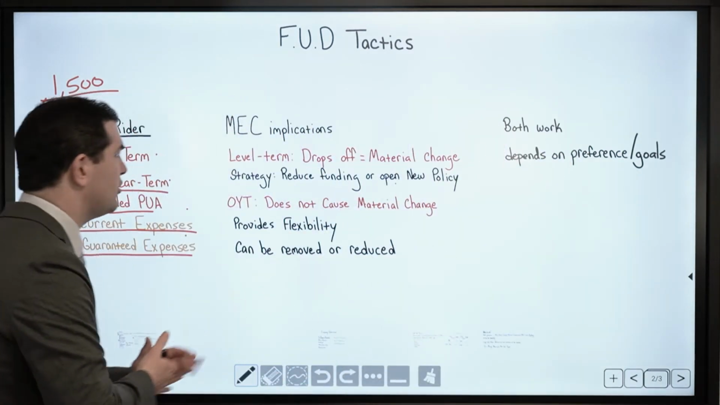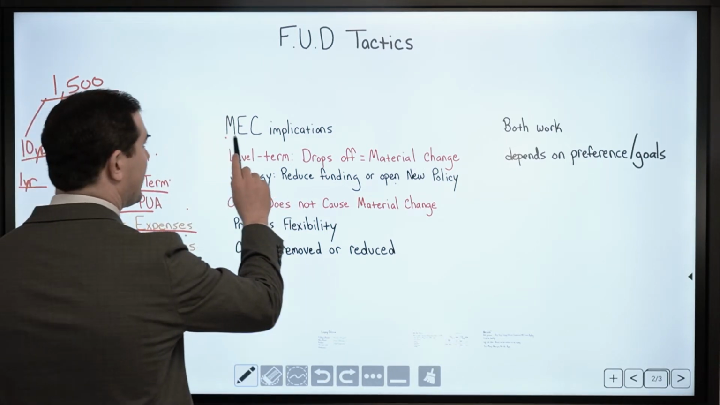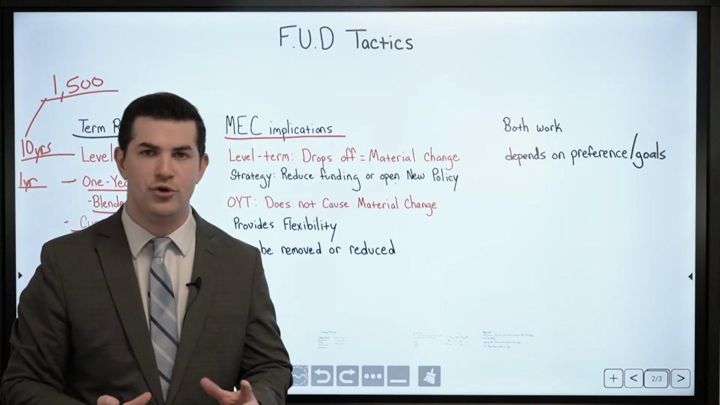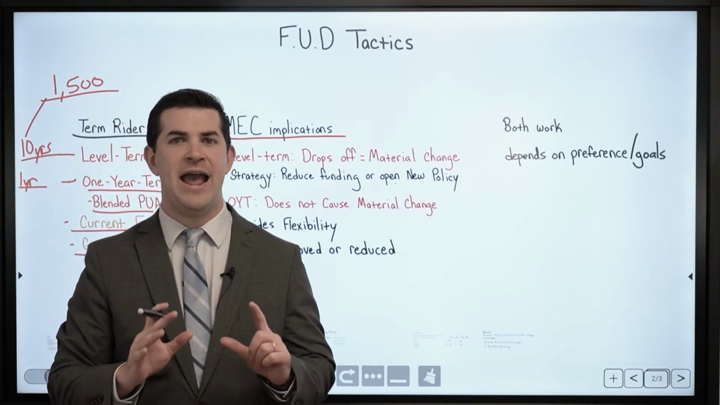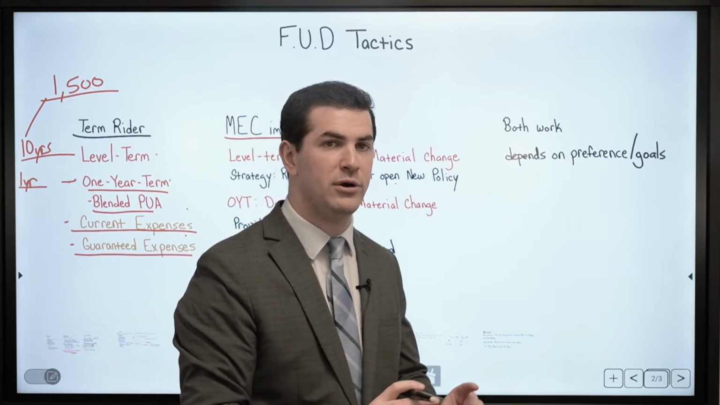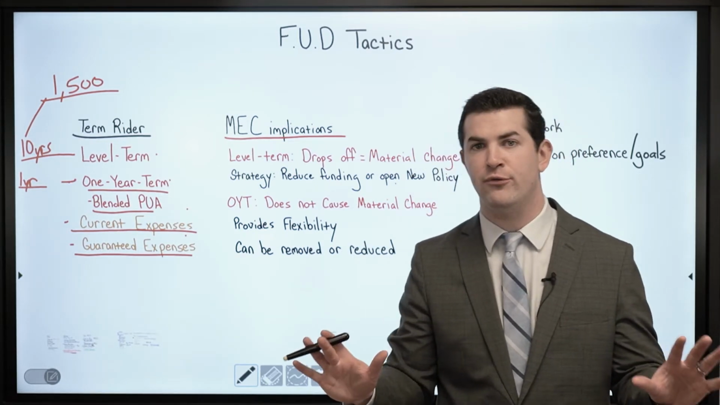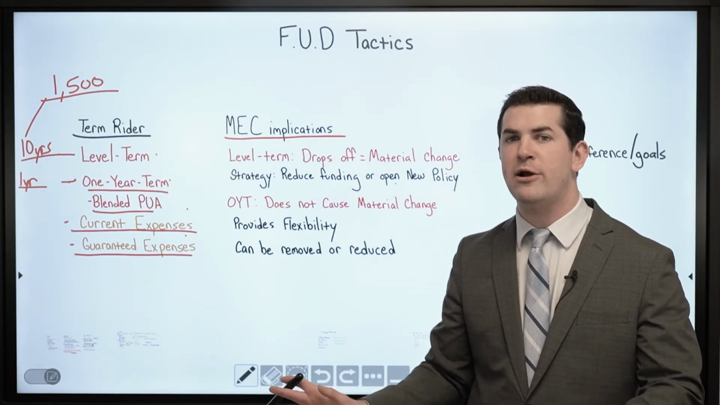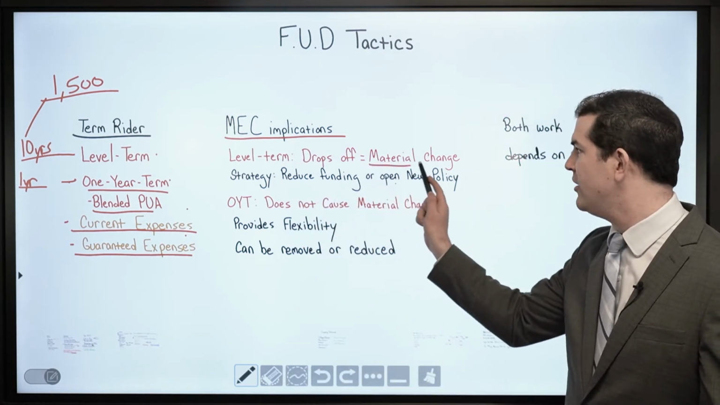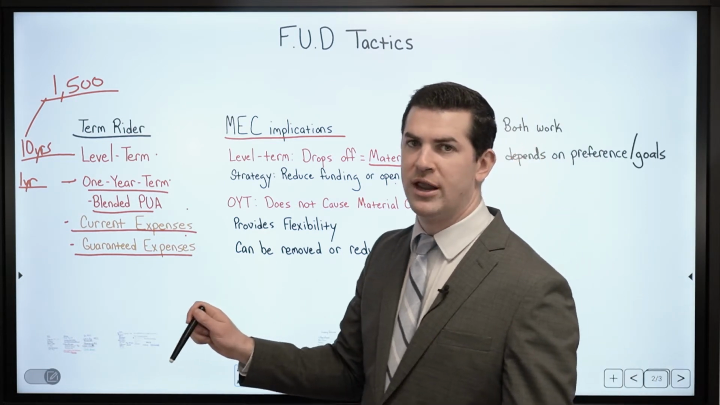All right, so we're going to take a look at a couple things here in this video as we progress through. MEC implications, this is very, very big. With a level term insurance rider, if I have an intention on funding a policy for a long period of time, and I have a level term rider attached, a 10-year term rider, for example, when that term rider falls off, I am going to have what is called a material change, which means I will have to reduce my payments or stop them altogether.